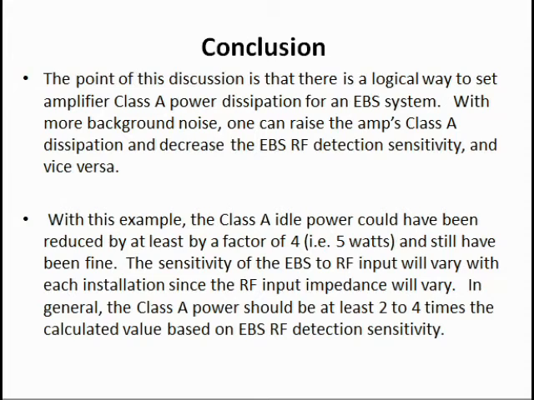With this example, though, the Class A idle power could have been reduced by at least a factor of 4, down to 5 watts. This still allows the EBS sensitivity to go into Class AB mode before we reach the distortion point.